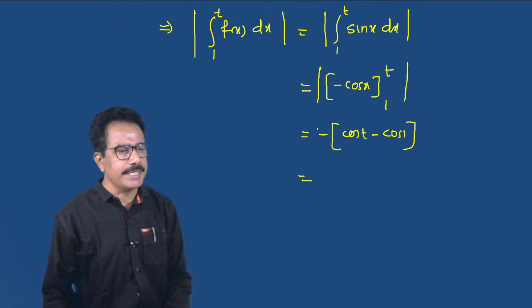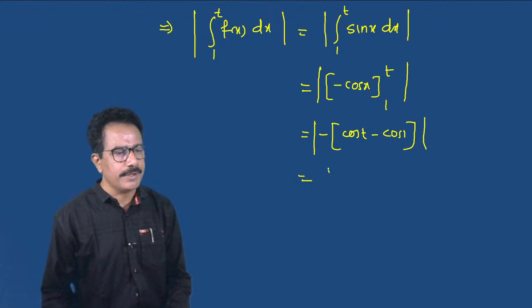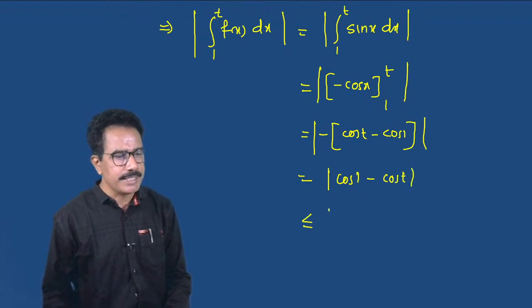So we can write this in the modulus, that is mod of cos 1 minus cos of t, which is less than or equal to mod of cos 1 plus mod of cos t.